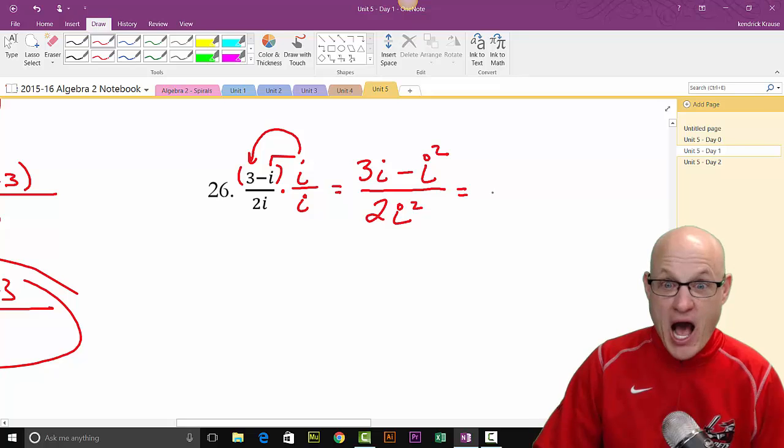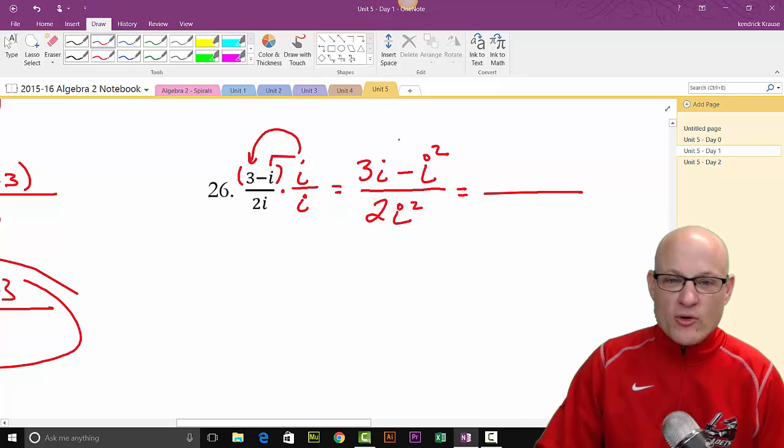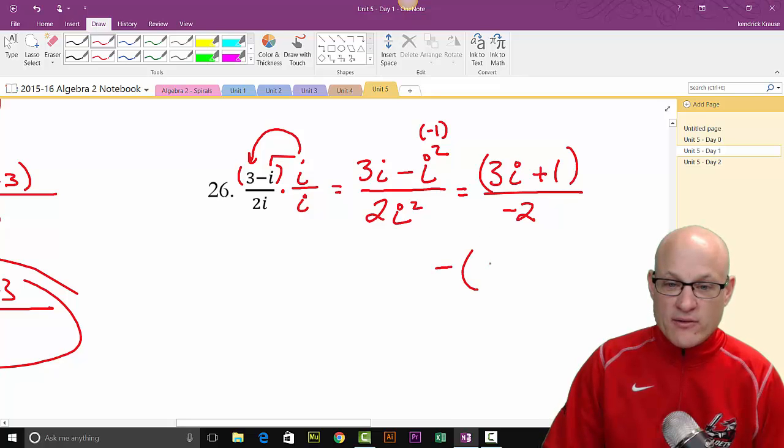I don't know why I keep saying i. So in the numerator, this is really a negative 1 here. So it's minus negative 1. So it's really 3i plus 1 all over negative 2. So we don't like that negative down there. So let's get rid of it. So we get negative 3i plus 1. That's an i. All over 2.